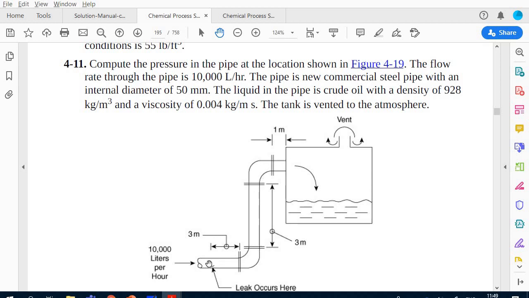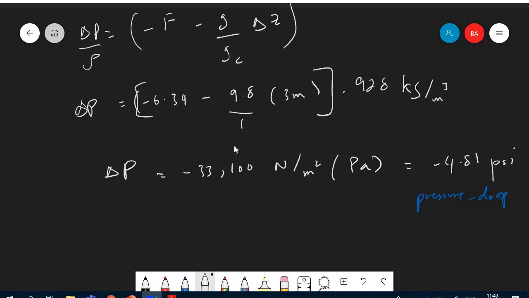Okay, great. So did we get our answer? Yes. What was the question again? It asked us to compute the pressure in the pipe. We already calculated the delta P, because of this leak that we have, and the delta P is going to be minus 4.81 psi. Great. So that was for 11.